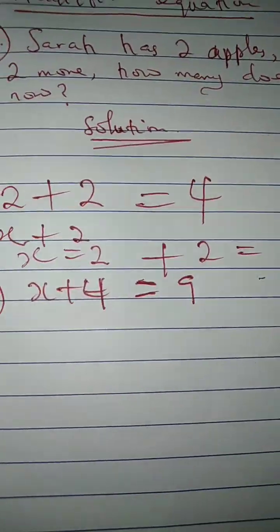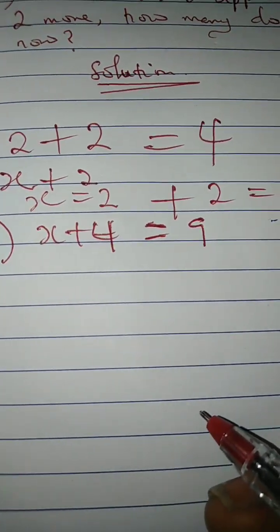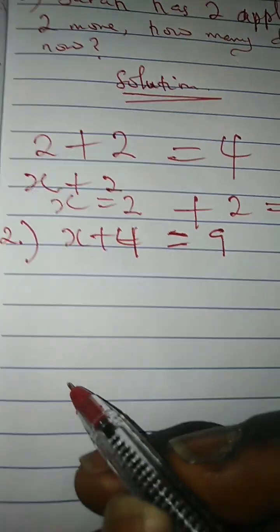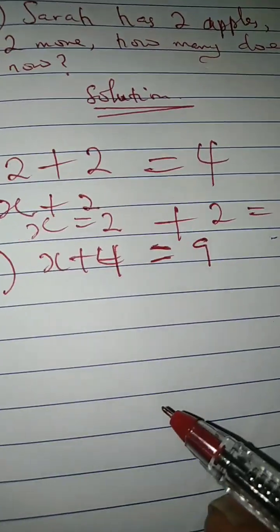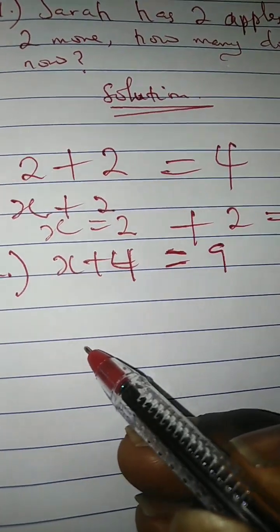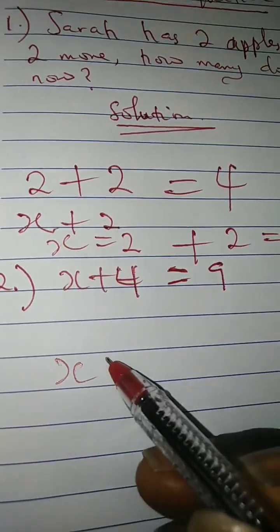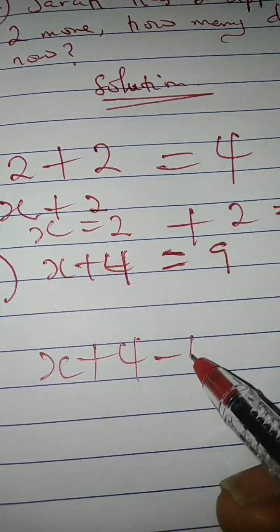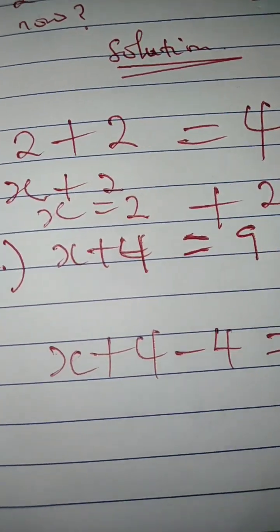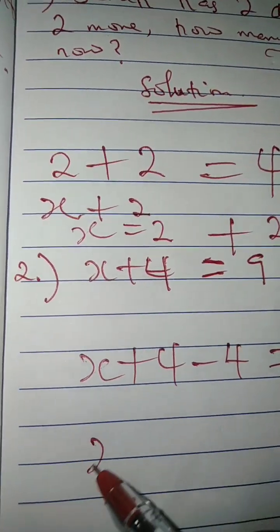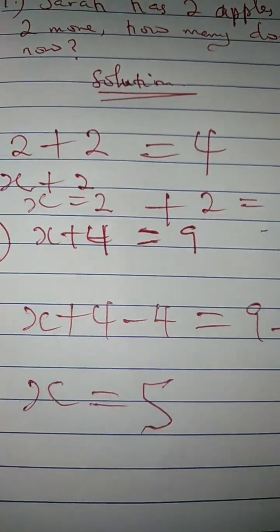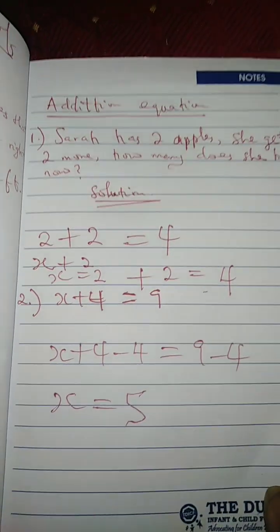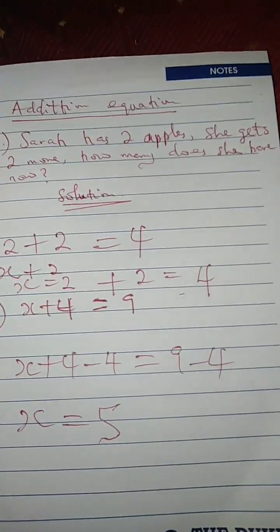Then we have this x plus 4 equals 9. The golden rule, have you forgotten? So we're going to minus 4 from both sides. That will be x plus 4 minus 4 equals 9 minus 4. X will now be equal to 5. So this is an addition equation.